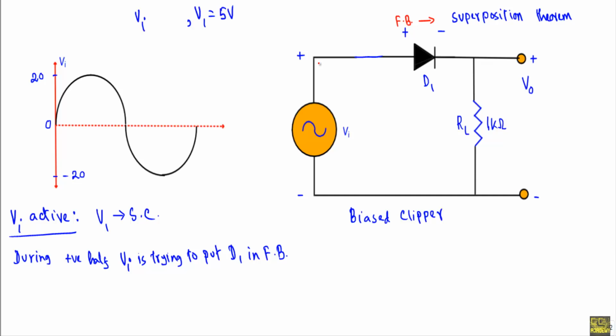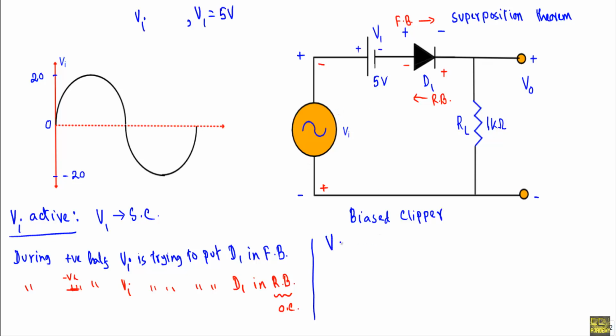Now consider the negative half cycle. During negative half cycle, this terminal will be negative and this terminal will be positive. So this positive terminal will be connected with the N side of the diode D1 and the negative terminal will get connected with the P side of diode D1. That means during negative half cycle, the input voltage Vi is trying to put the diode D1 in reverse bias. We know that when a diode is in reverse bias, the diode behaves like an open circuit, and during the reverse bias there is a very small amount of current flow which is known as leakage current. So during negative half cycle, input voltage is trying to conduct the current in this direction, and this current will be the leakage current.